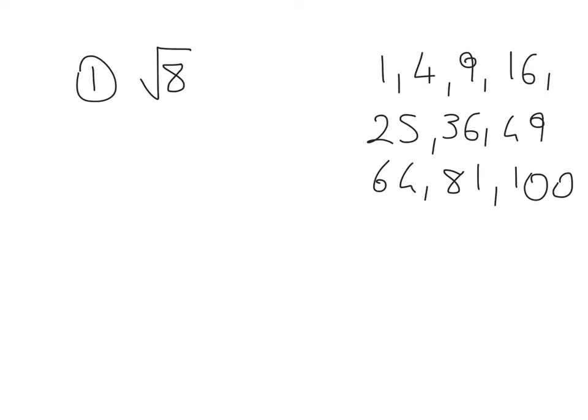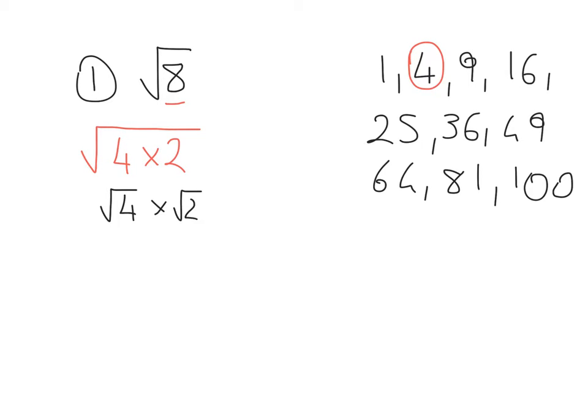So what we look to do with surds is to find the biggest number on the list which is a factor of 8. So if we look through the list, the biggest number which is a factor is 4. So we can now write the square root of 8 is the square root of 4 times 2. That can now be written as root 4 times root 2. Root 4 is 2. 2 times root 2, the final answer is 2 root 2.